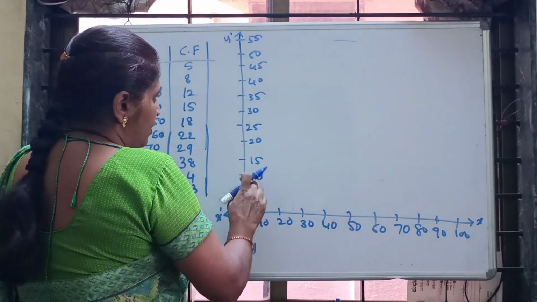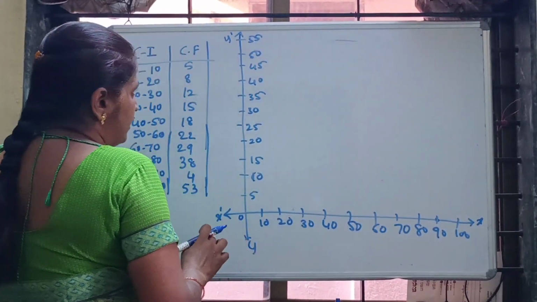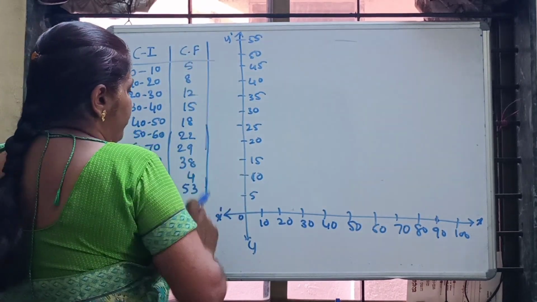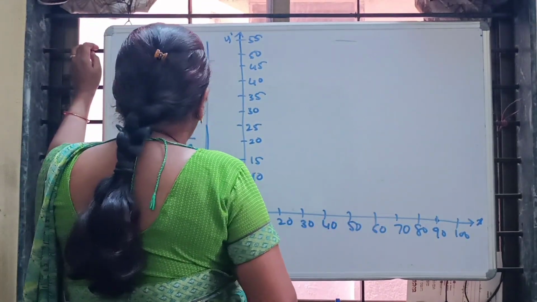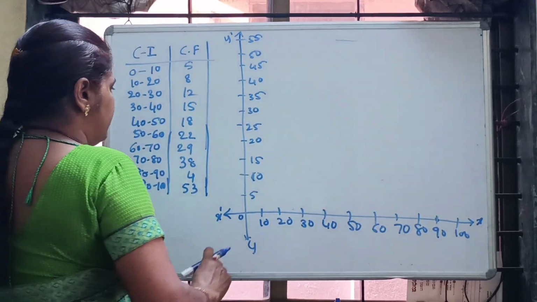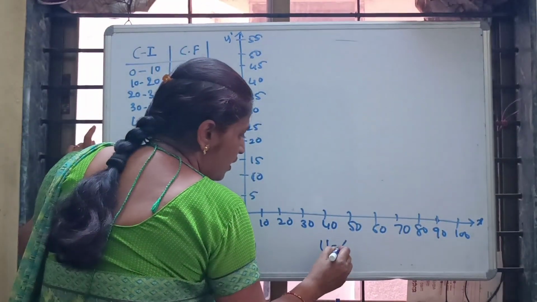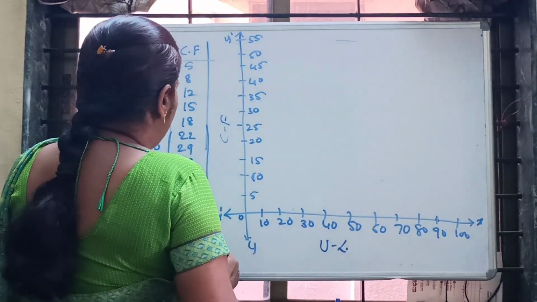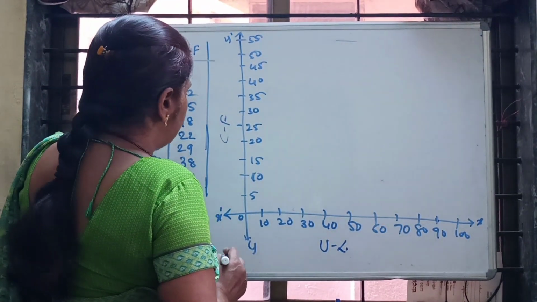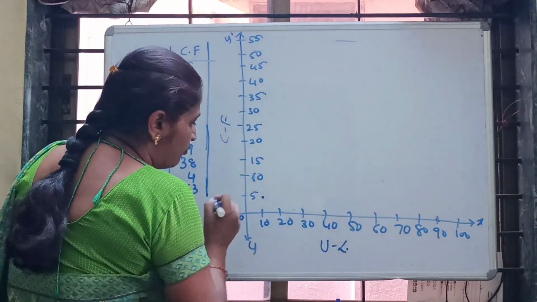We have taken on the y-axis, that is vertical, the cumulative frequencies. On the horizontal x-axis, we have taken the upper limits of the class interval. Here you can write cumulative frequency, and here you can mention upper limits. Now we are going to mark them. For 10 it is 5, so directly I will take a point.